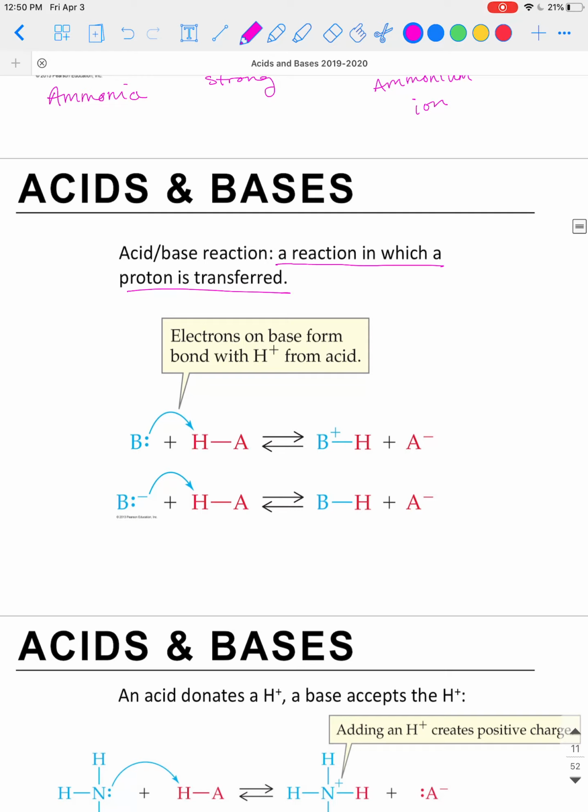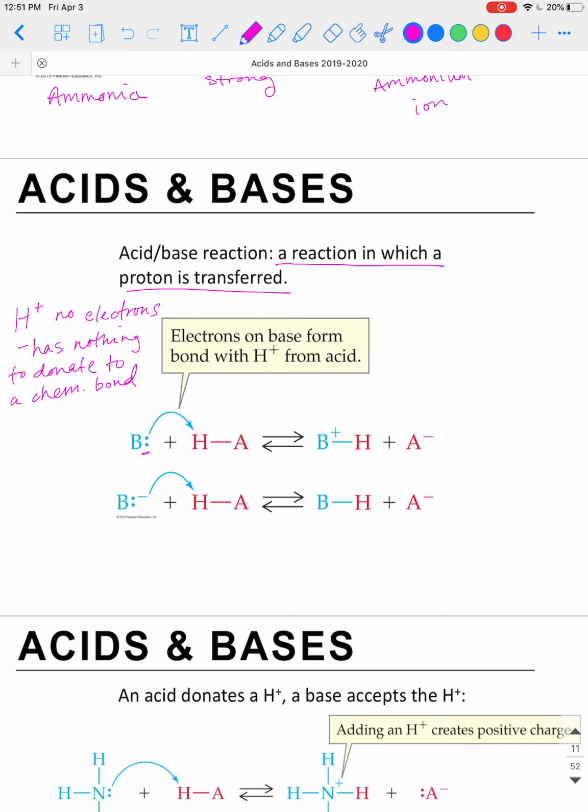Okay, so I've already started drawing arrows like you see down here in these two reactions. B, the blue B stands for base. Anything that's going to be a base, it has to have a lone pair. Okay, now why is that? Why does it have to have a lone pair? Well, the thing is, H plus, it has no electrons. So it has nothing to donate to a chemical bond.